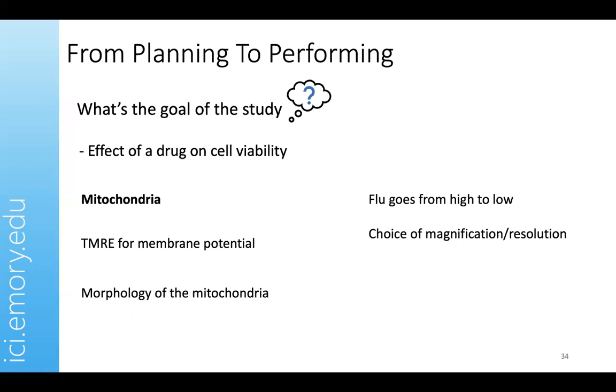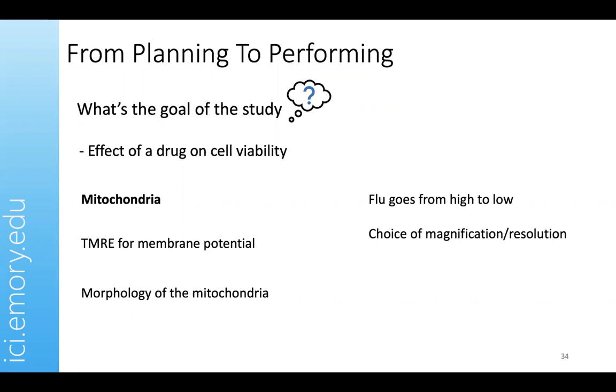So here, if you want to determine how an individual mitochondria is losing the membrane potential, you do want to use a higher magnification and higher resolution objective. But if you only want to look at a bunch of cells and see what membrane potential is doing per cell, then you can use a low mag objective.